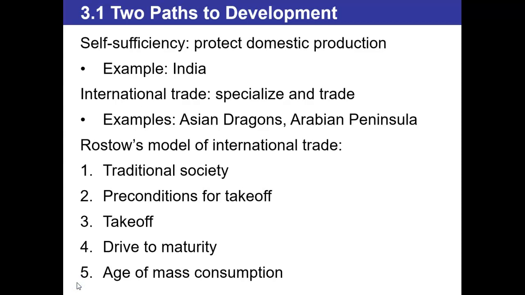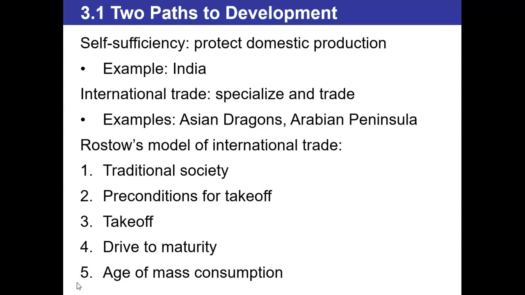Now, as India has let go of a lot of these self-sufficiency policies, they've moved into more of an international trade path and also have one of the fastest growing economies in the world today. Second, looking at the international trade model, countries open themselves to foreign investment in international markets. For most of the 20th century, self-sufficiency or balanced growth was the more popular of the development alternatives, but today international trade has become much more popular and is at the center of globalization.